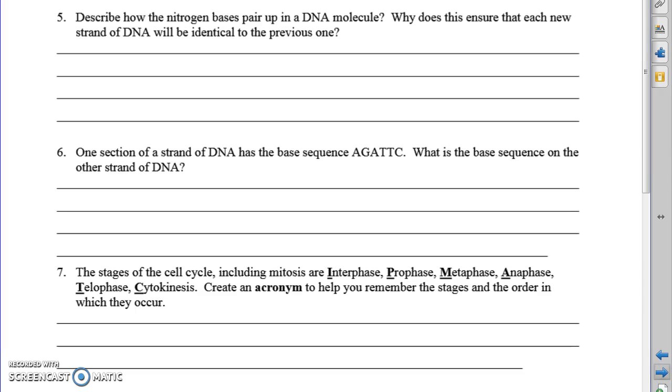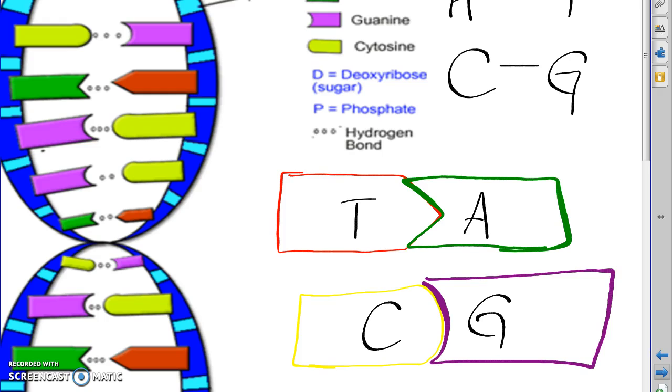All right, next up we've got question 5. This is an interesting one. How do DNA molecules pair up? Why is the strand identical? So I've got a good visual for this. Your book shows you an image of DNA that looks something like this, although probably a lot smaller.